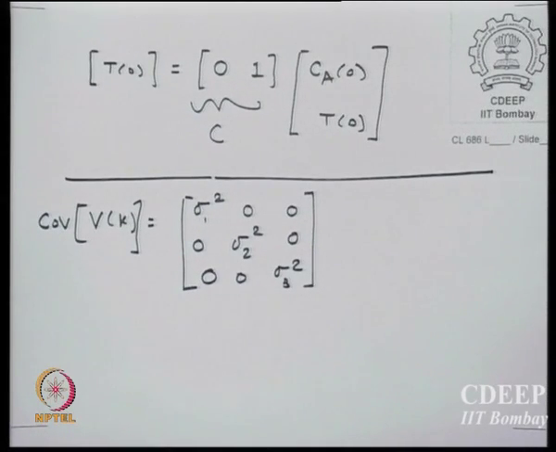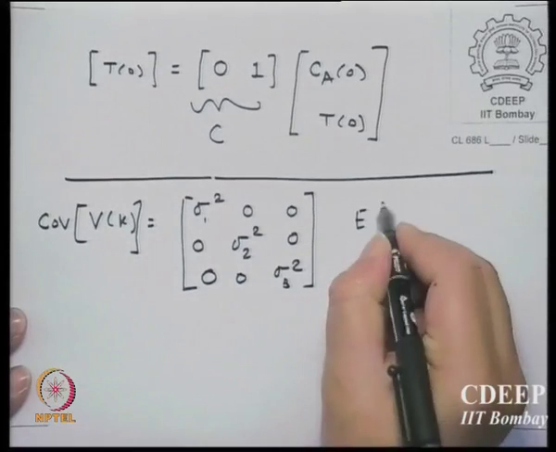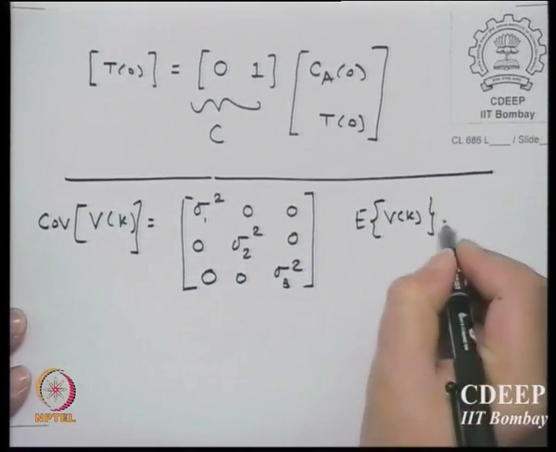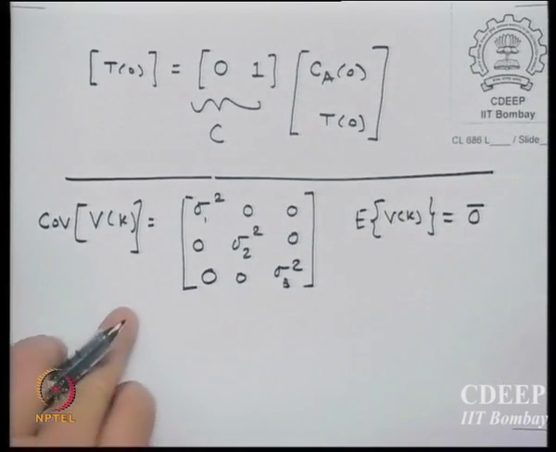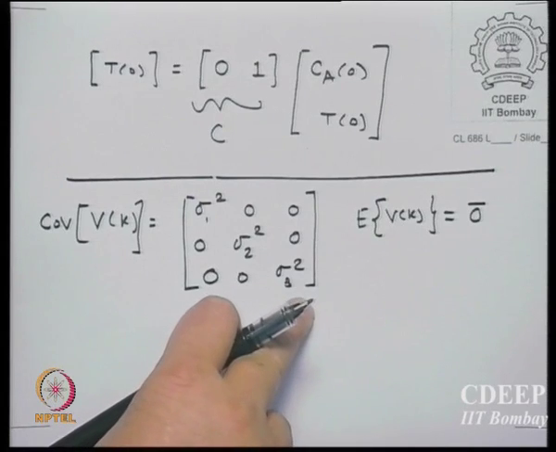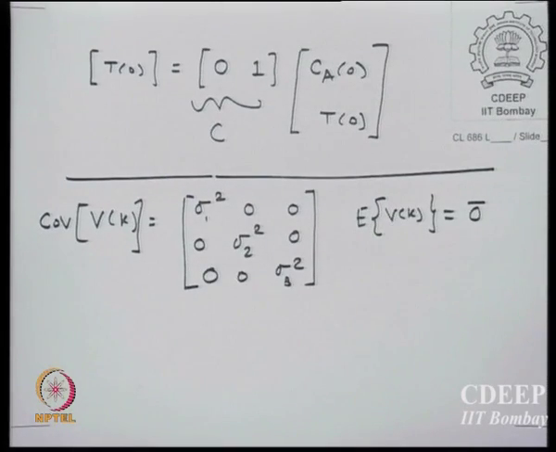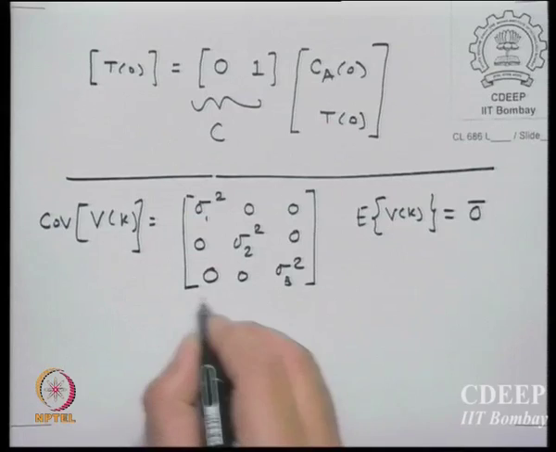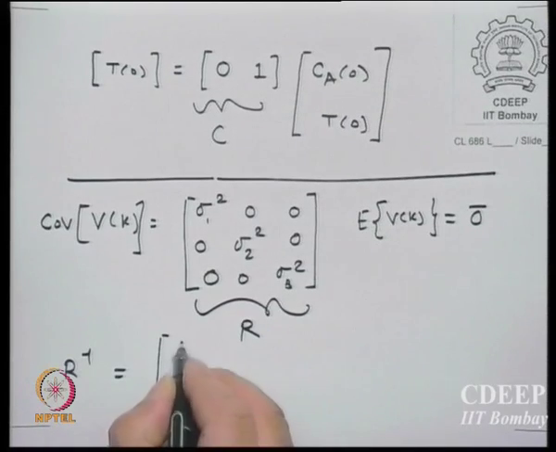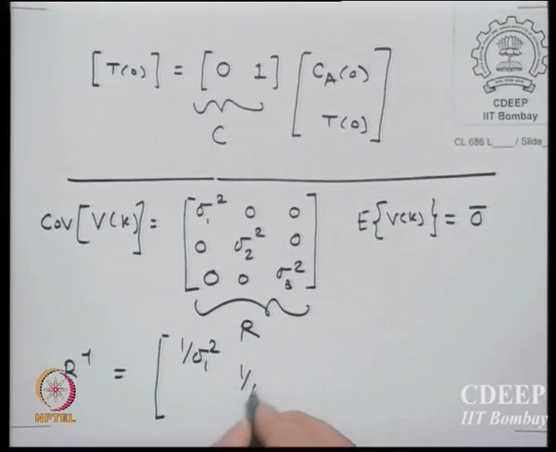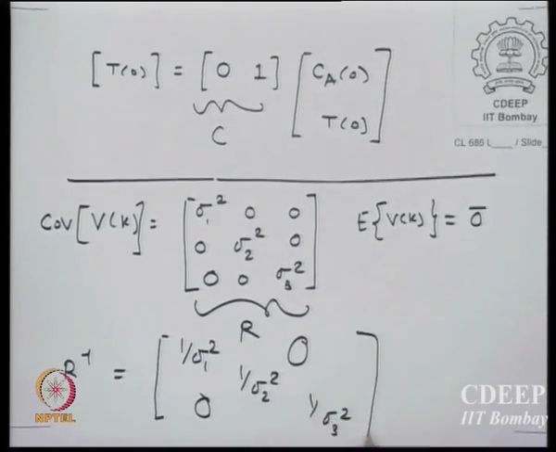Let's assume that VK is a white noise such that the expected value of VK is equal to 0, and each one of them has variance equal to sigma i square. So what will this matrix be? See, this is my R matrix. What will be R inverse? It is diagonal with 1 by sigma 1 square, 1 by sigma 2 square, 1 by sigma 3 square, and zeros elsewhere, right?